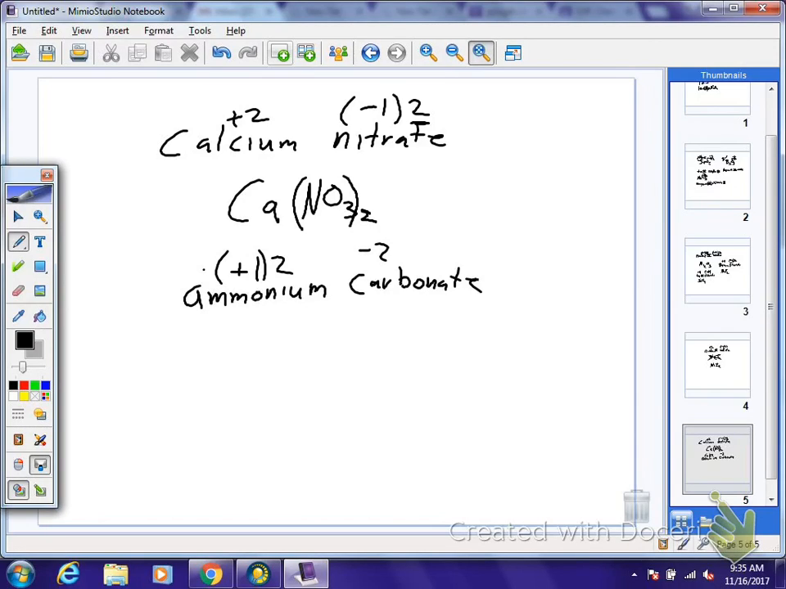Gonna go ahead and balance it. I've got to have 2 ammoniums for every 1 carbonate, right? So when we write out the formula, it's going to be NH4, 2. Okay, I have 2 of them, so I've got to put in parentheses, and then carbonate, CO3. I don't want to put carbonate in parentheses because I don't need to, because I only have to show 1 of them. If I write it out, that shows 1 of them. So that's ammonium carbonate.